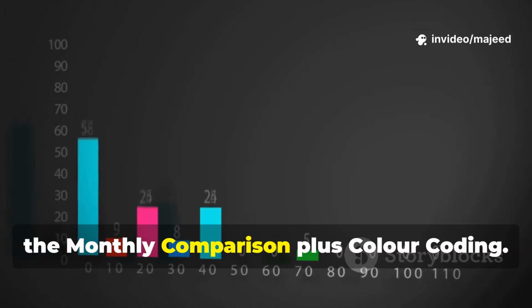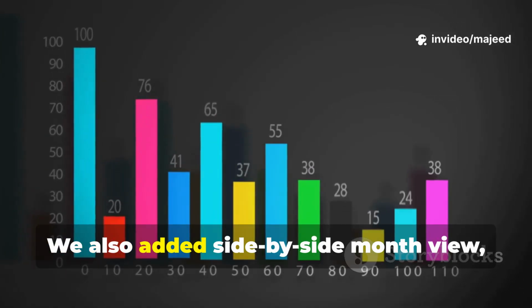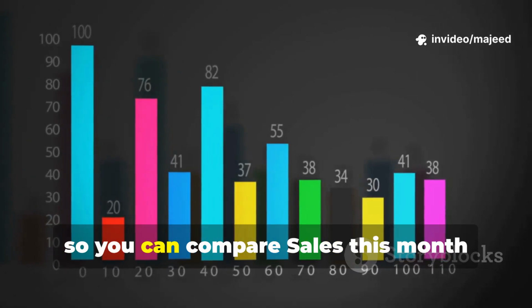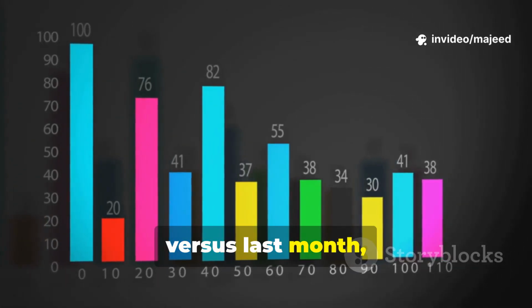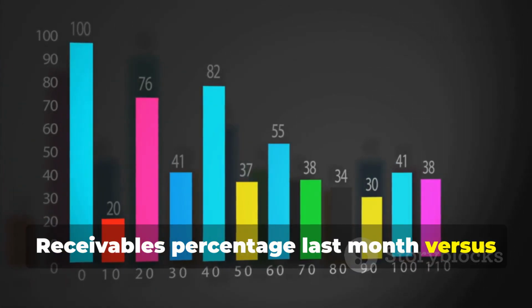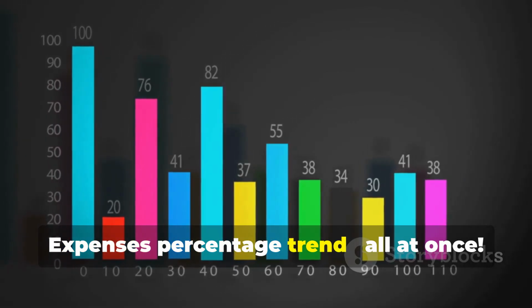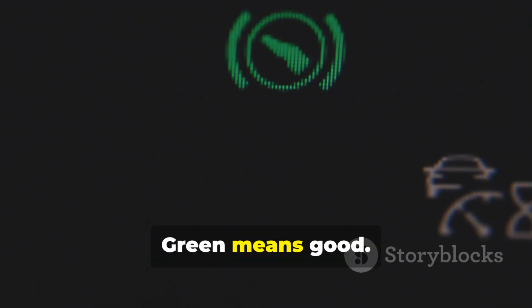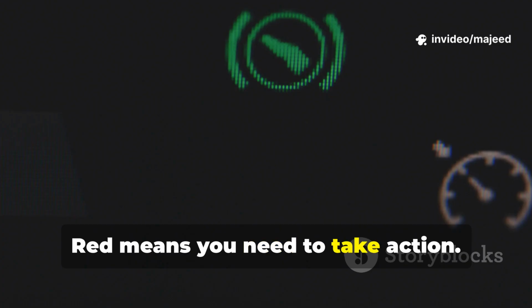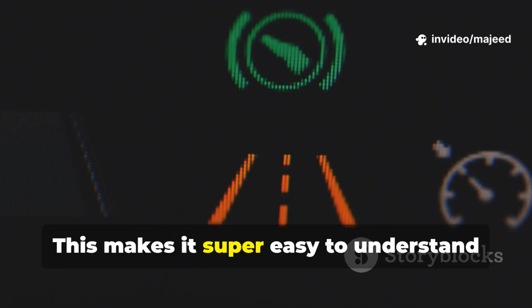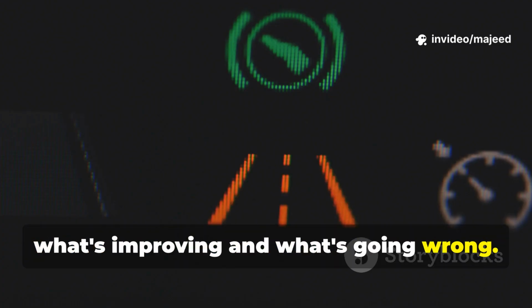Now the monthly comparison plus color coding. We also added a side-by-side month view so you can compare sales this month versus last month, receivables percentage last month versus this month, expenses percentage trend, all at once. Green means good. Red means you need to take action. This makes it super easy to understand what's improving and what's going wrong.